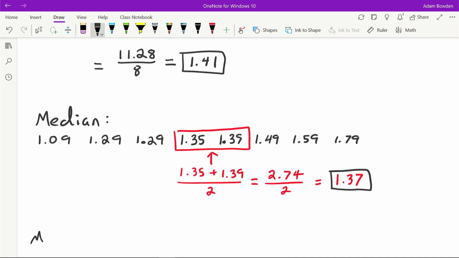And then lastly, the mode is the number that shows up the most. So if any number shows up more than once, we'll have a mode. In this case, we do. Notice how 1.29 shows up twice, and no other number shows up more than that, so our mode would be 1.29.